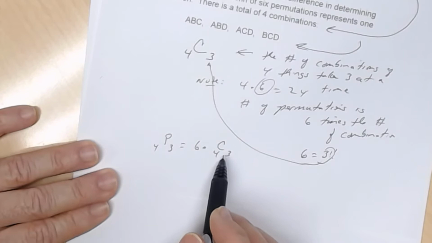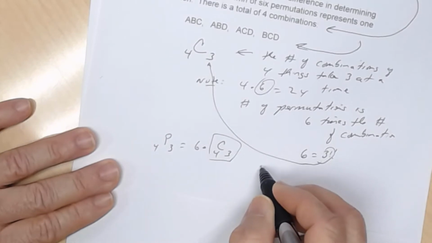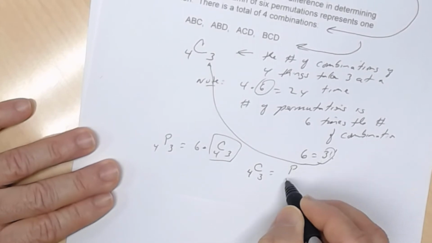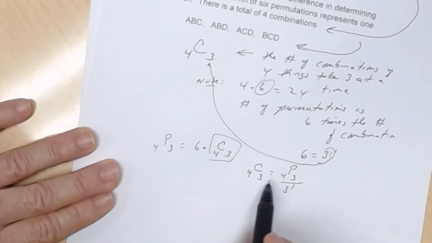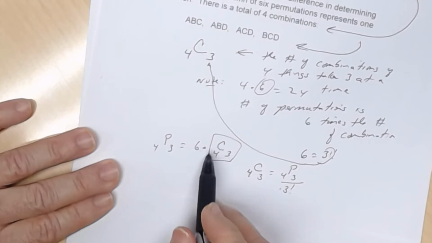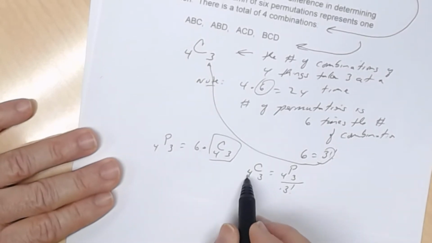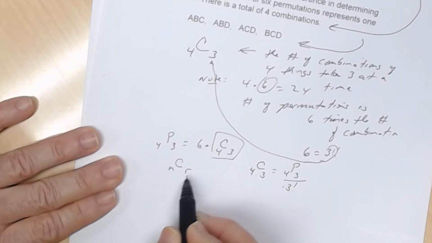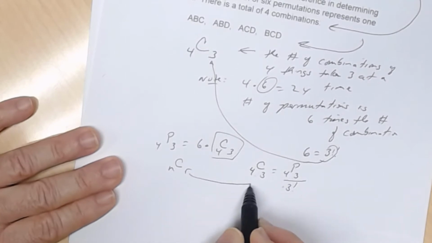And so if I want to get this right here by itself, I'm going to divide both sides by 6. So I get C, the number of combinations of 4 items taken 3 at a time, is the number of permutations of 4 items taken 3 at a time divided by 6, which is 3 factorial. So this is going to be this divided by 6, or 3 factorial. Now, notice that in our formula, this right here is the number of combinations of n items taken R at a time, right? In this particular example, R is 3.